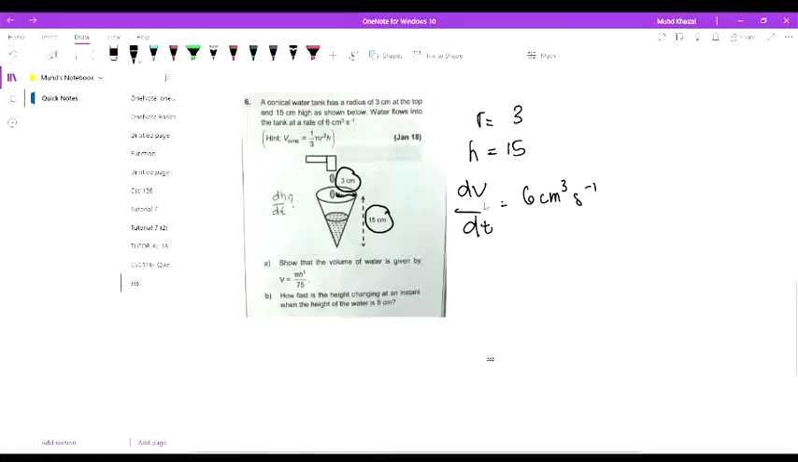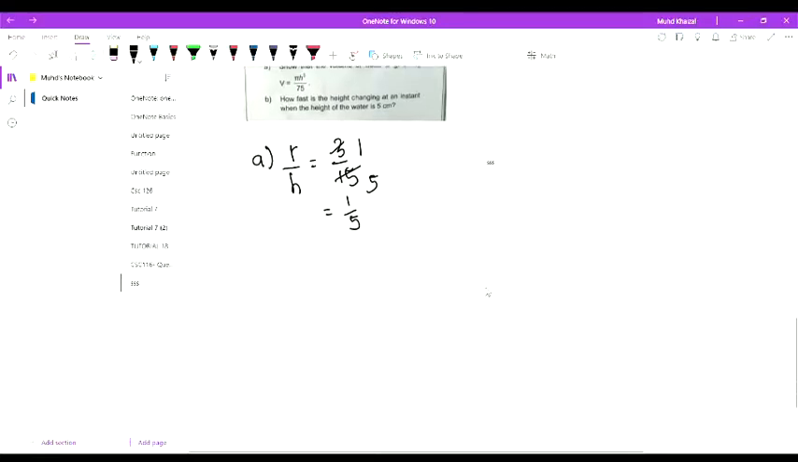Okay, now after we list all of this information, we can proceed to sub-question A. Show that the volume of water is given by V = πh³/75. To solve this question, we need to use the ratio technique between r and h. So r/h = 3/15. Then we simplify to the simplest form: 3 becomes 1 and 15 becomes 5, so we get 1/5.